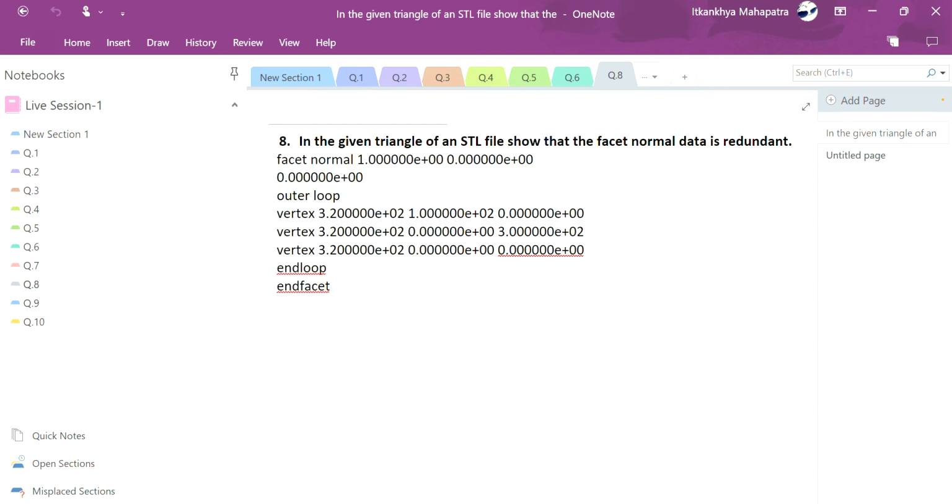Okay, so coming back to the question. Here we have to show, in the given triangle of an STL file, that the facet normal data is redundant. As we know, this is the STL file in the ASCII format. There is another format, which is the binary format.